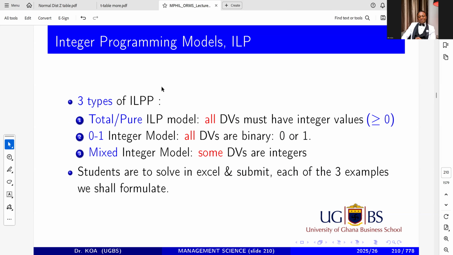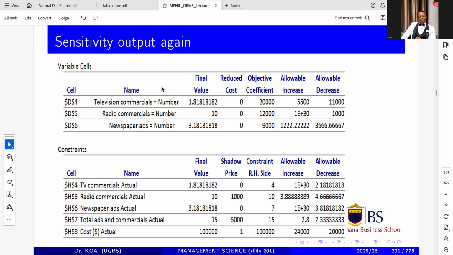Now, let me quickly take you back to a model that was recorded for you. Look at the final value, also known as the decision variable: TV commercials, radio commercial, newspaper ad. Do the final values make sense or not? And why?